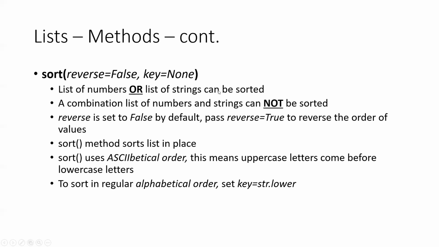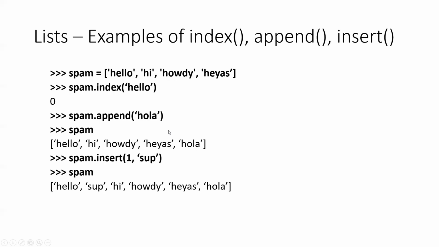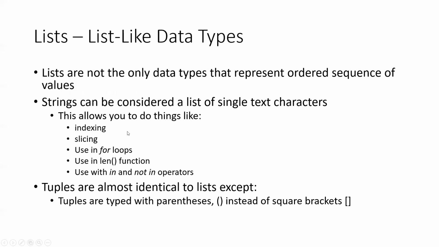A list of numbers or strings can be sorted. A combination list of numbers and strings cannot be sorted. In other words, it has to be all integers or it has to be all strings, but it cannot be both. All right, there's going to be a bunch of different examples in here. You can go through those and see what each one of those methods does.